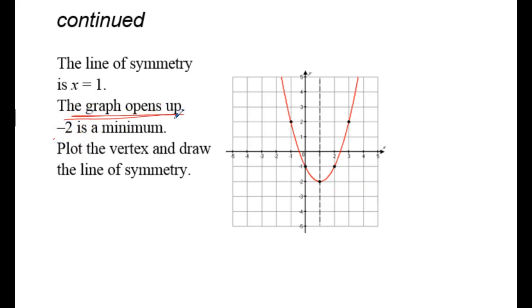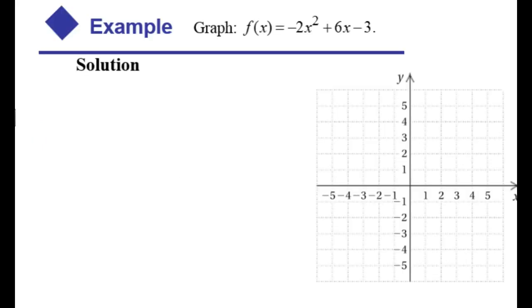The graph opens up. Negative 2 is the minimum, the y-coordinate. Alright, so for this one, to complete the square, it's a little bit more difficult because we have a leading coefficient, so I can't complete the square with a leading coefficient. I'm going to add 3 to both sides and factor out a 2, because the star step, half the middle term squared, can't be completed until I have a leading coefficient of a 1.